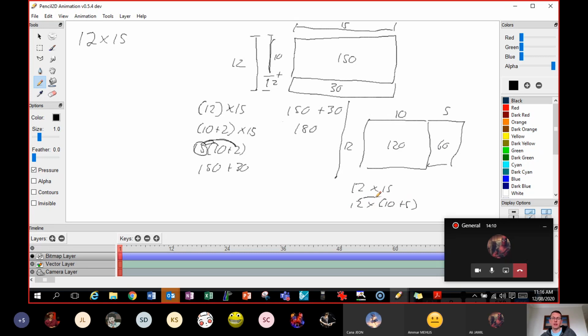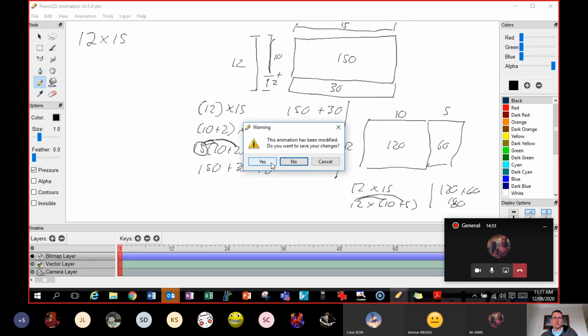So mathematically, we write it like this, and this is called the distributive law that I'm doing now. I'm distributing this multiplication of 12 over these terms. So that's going to be 120 plus 60, which equals 180. Notice these will both equal the same number. They both equal 180.